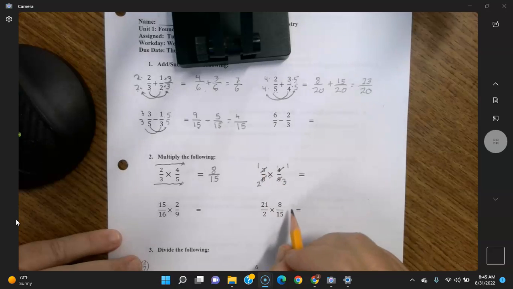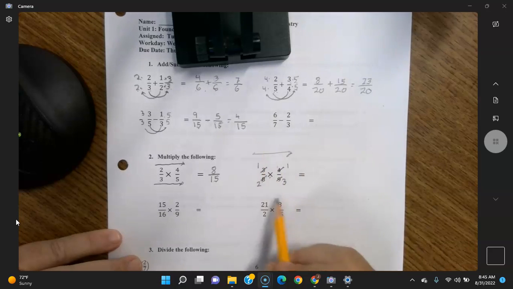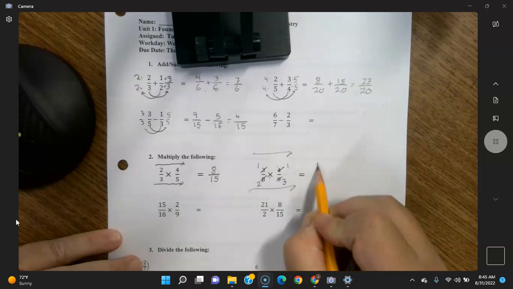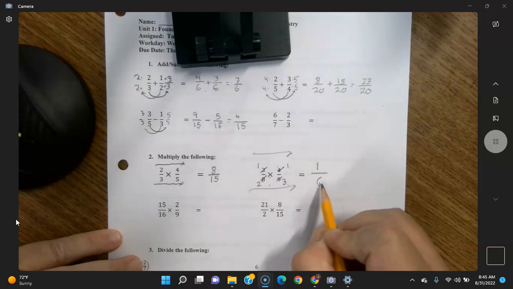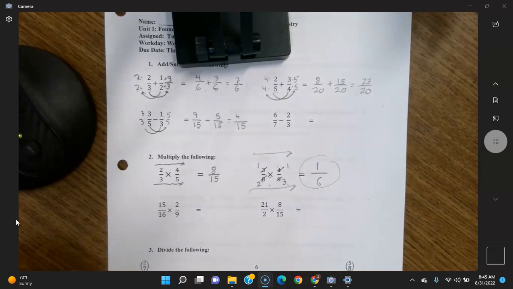You've reduced it as far as you can, so now again you multiply straight across. 1 times 1 is 1, 2 times 3 is 6. And that's how you do multiplications. You do these two down here.